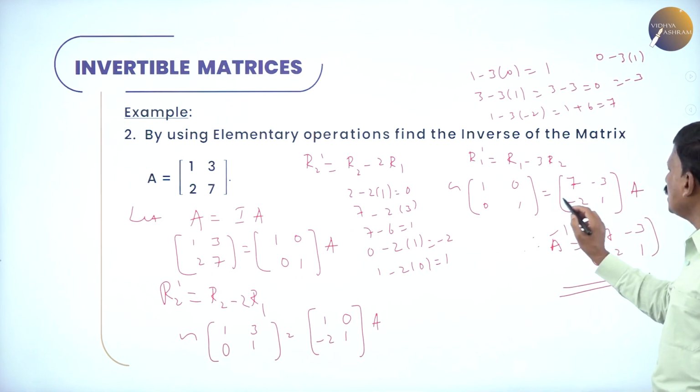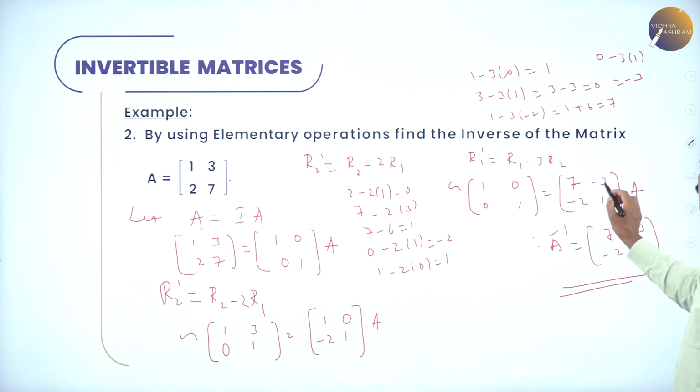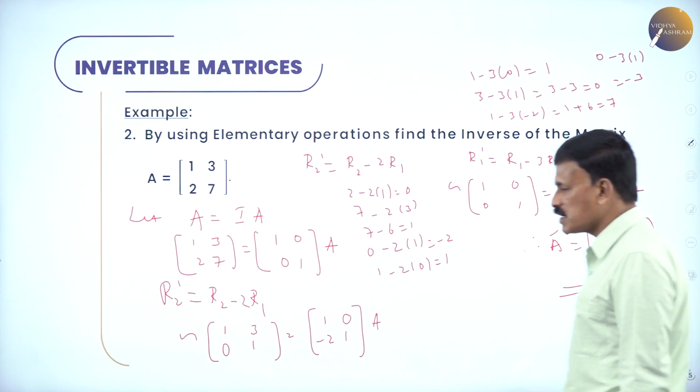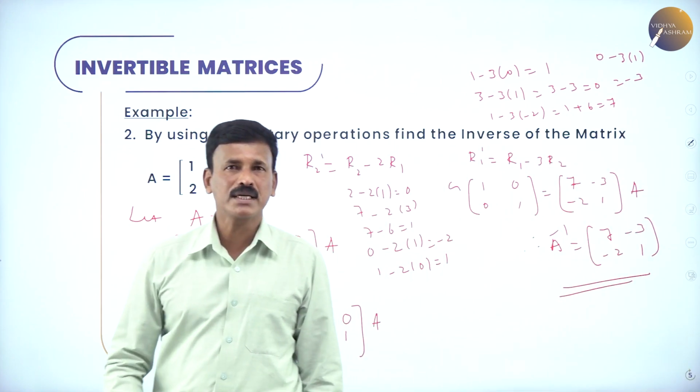So therefore, A inverse is equal to the matrix with rows 3 minus 7 and minus 3 minus 1, and minus 2 and plus 1 is the inverse of the matrix.